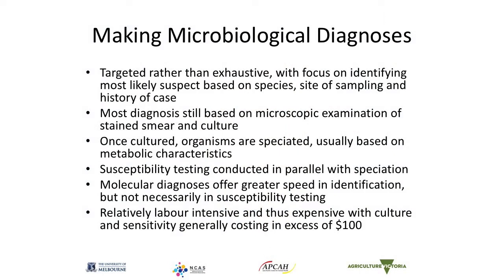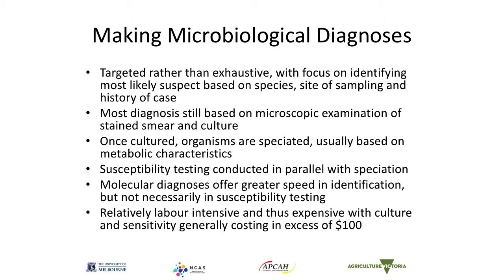Well, we generally perform this in a targeted way rather than exhaustively testing for all possible bacterial species. And we focus on identifying the most likely suspect based on the animal species that we're looking at, the site that we've sampled, and the history of the case. Most diagnosis is still based on microscopic examination of a stain smear and then culture of the organism from that sample. Once we culture that organism, we speciate those organisms that we've recovered, usually based on their metabolic characteristics.